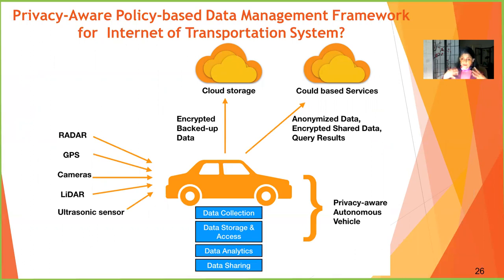So much of the focus so far has been on security. But with respect to privacy, remember the earlier picture I showed, the smartphone, where we are getting all this information: healthcare, social media, and so on for the quantified self. Similarly, we have a car with gadgets in it. We have radar, GPS, cameras, LIDAR, ultrasonic, and then data collection, data storage, data analytics, data sharing, and then encrypted backup data and anonymized data in cloud-based services. So we have privacy over anonymized vehicles.